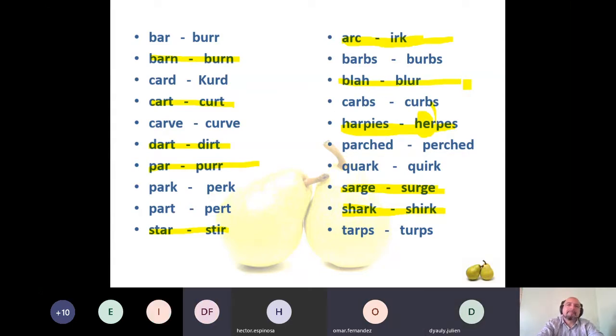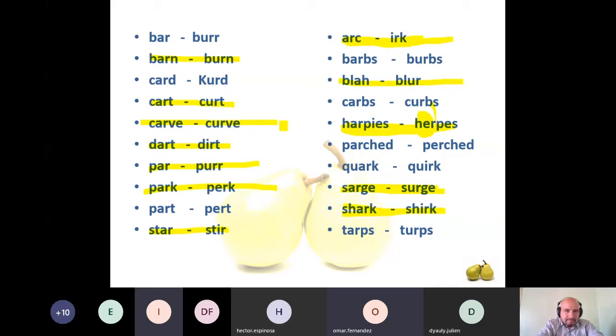Blah, blur. Exactly. Next one. Park, ark, par, per. Park, perk. Next one. Car. Exactly. Card, car. Next one.